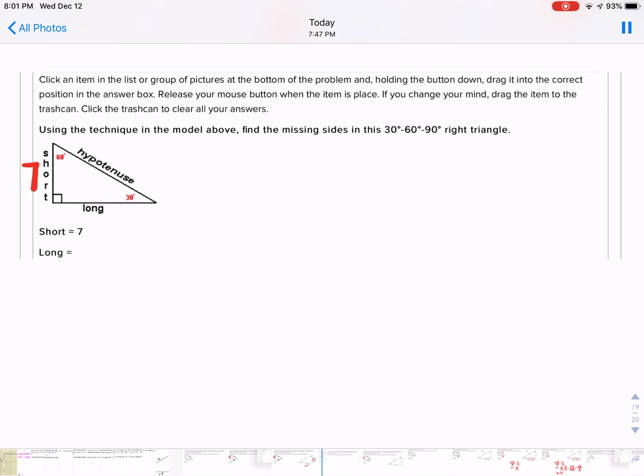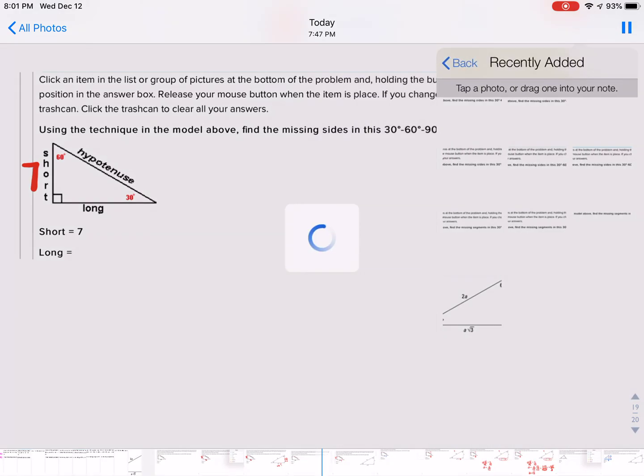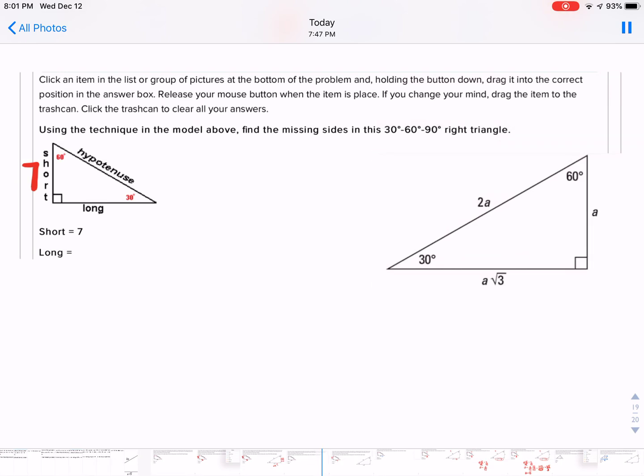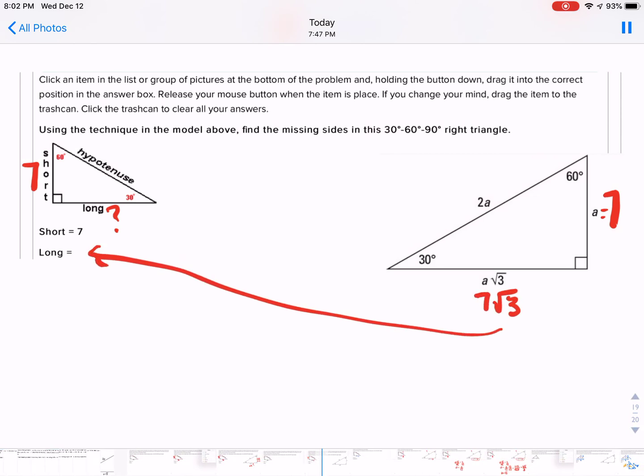So the short side is 7. I'm going to pull the next photo recently added. Put the triangle over here. Okay, they want us to still find this long side. So if the short side here is that A, that means that's 7, then down here that's going to be 7 square root of 3. And that's going to be the long side.